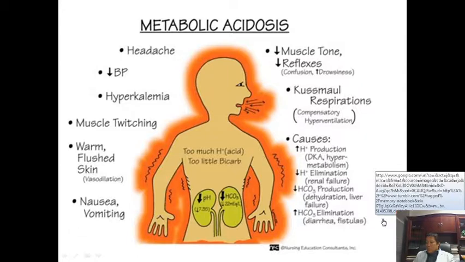So if you lose too much bicarbonate, remember bicarb is a base, such as in the case of diarrhea, or if the patient has a fistula, an abnormal communication, let's say a rectal fistula or a fistula in the large intestine causing too much loss of bicarbonate, then that can lead to metabolic acidosis as well.